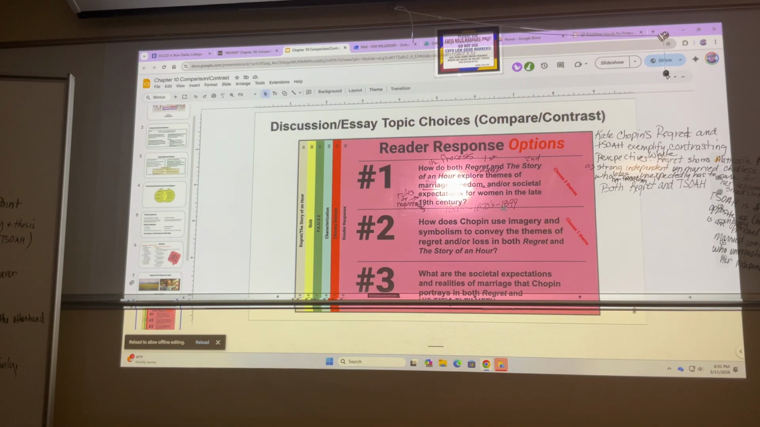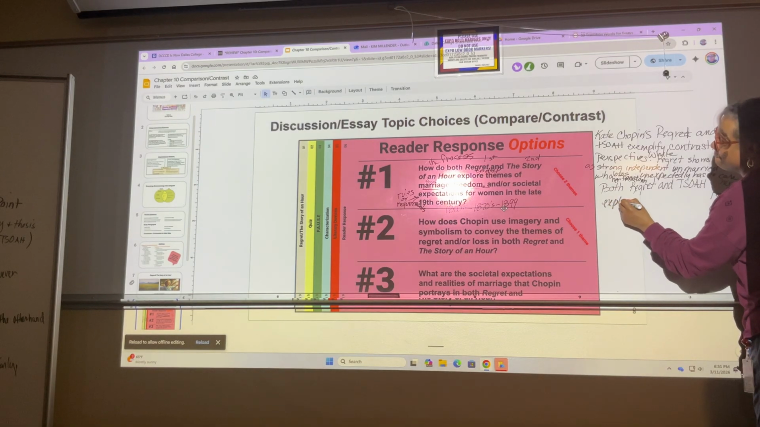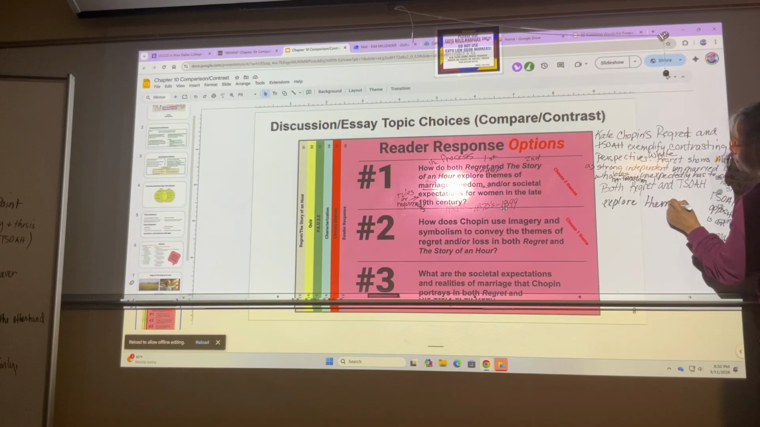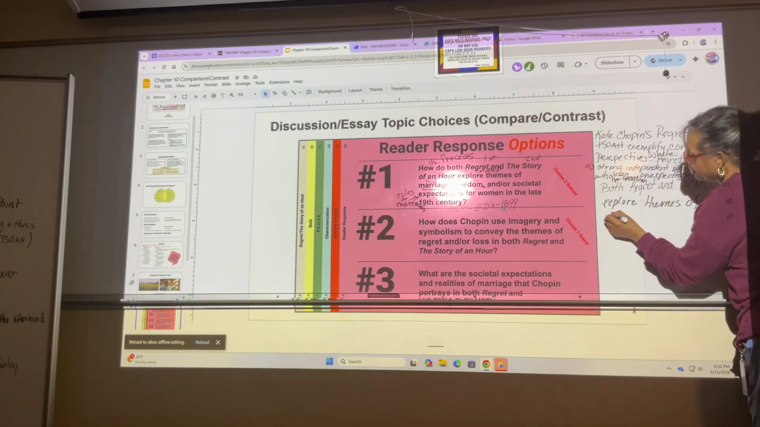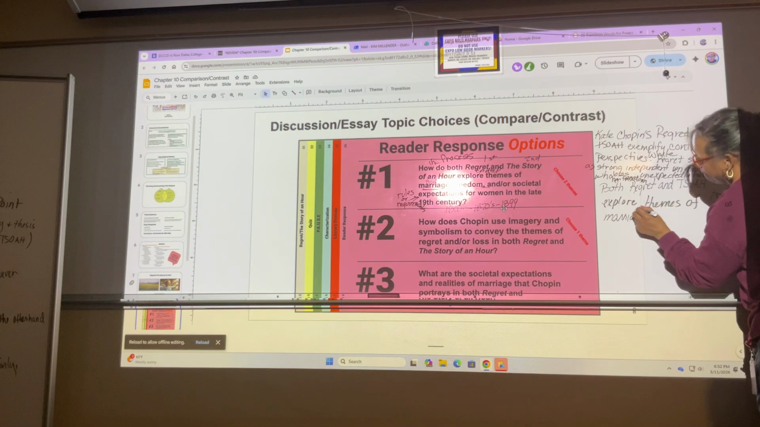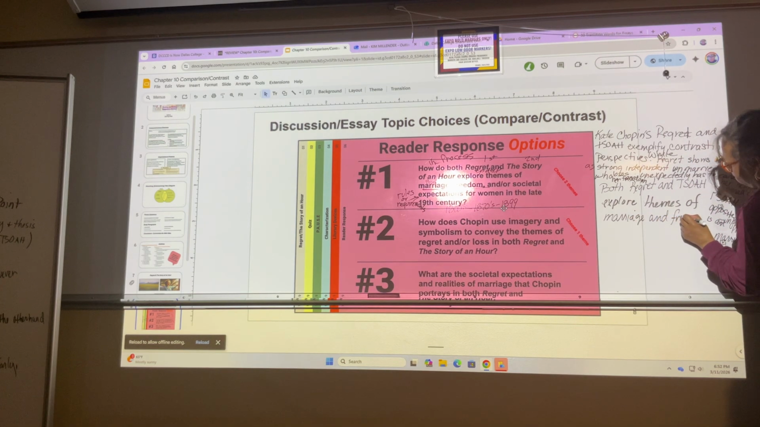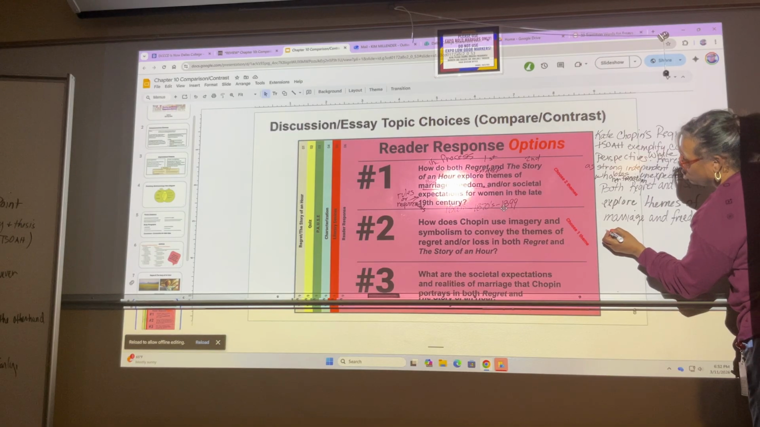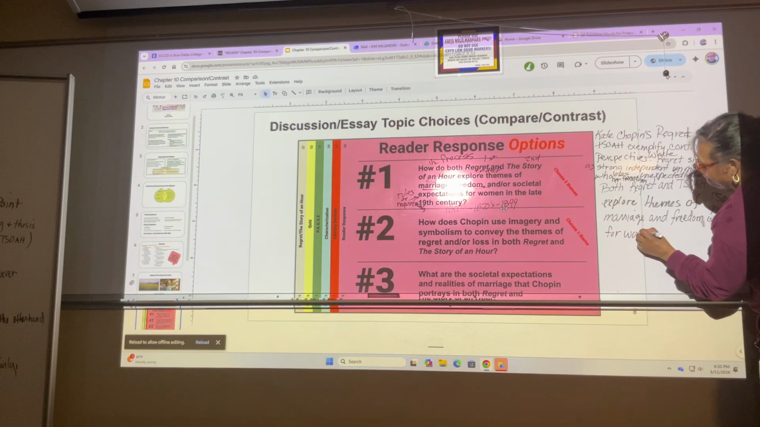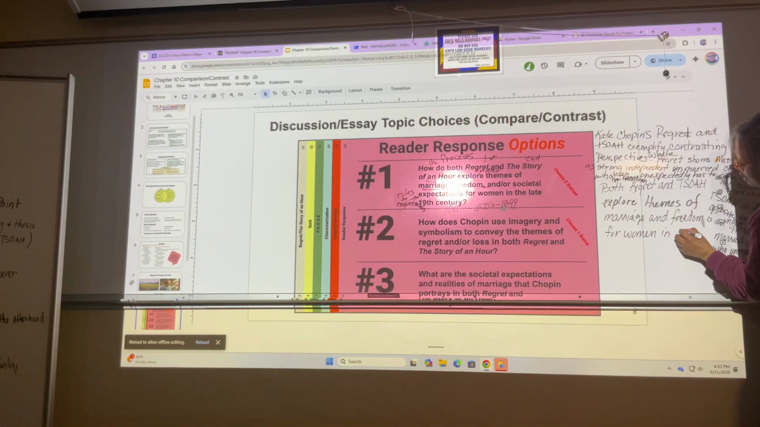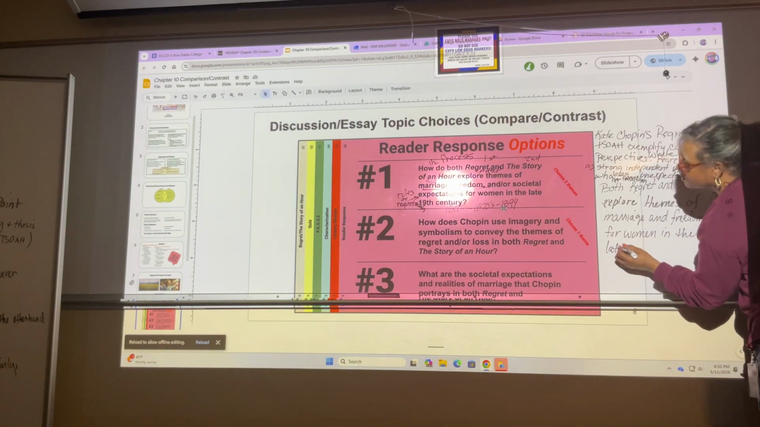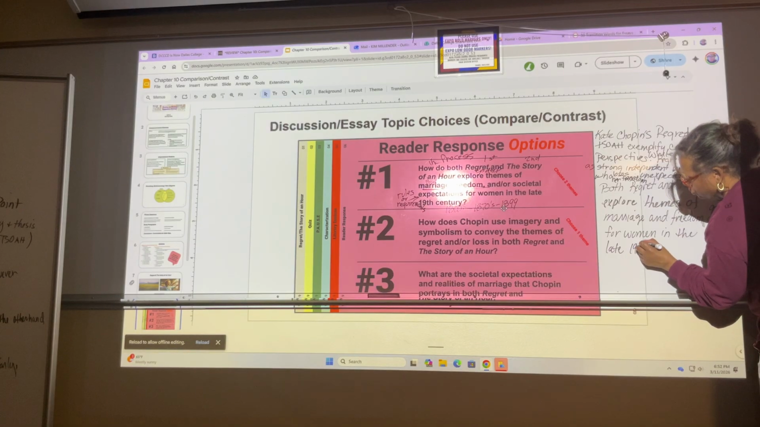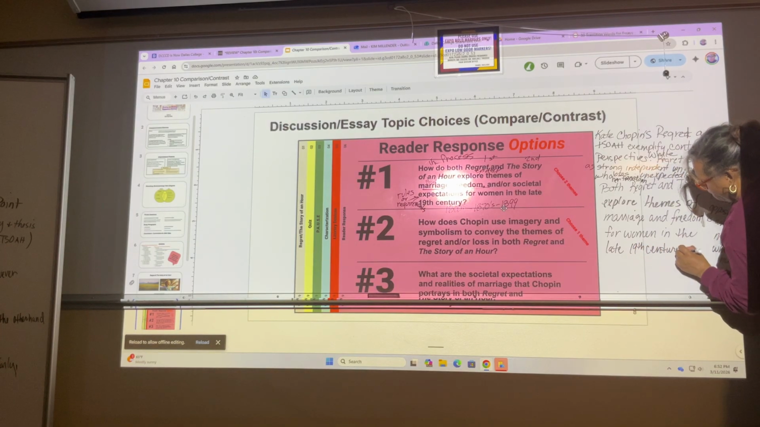So now you're gonna say both Regret and TSOH explore themes of marriage and freedom, because this is your race, right? Marriage and freedom for women in the late 19th century. Okay.